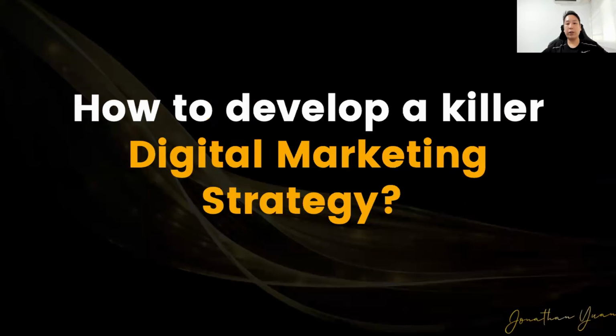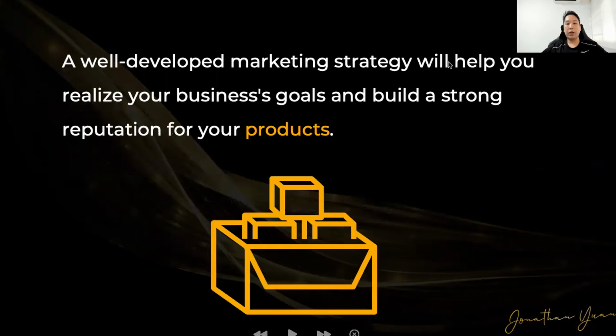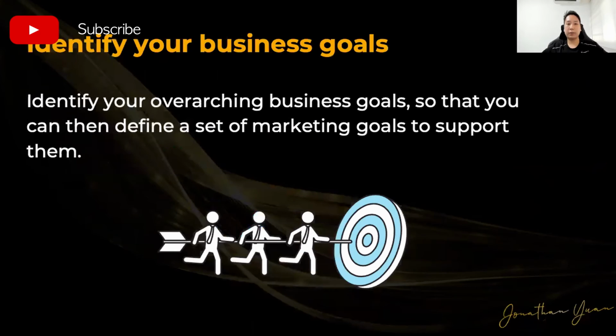So let's look at how to develop a killer digital marketing strategy. Effective marketing starts with a considered, well-informed marketing strategy. A good marketing strategy helps you define your vision, your mission, and business goals, and outlines the steps you need to take to achieve these goals. A well-developed marketing strategy will help you realize your business goals and build a strong reputation for your products. Developing a marketing strategy that includes the components discussed below will help you make the most of your marketing investment.